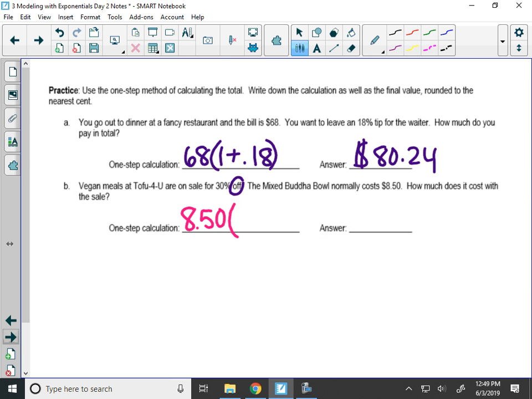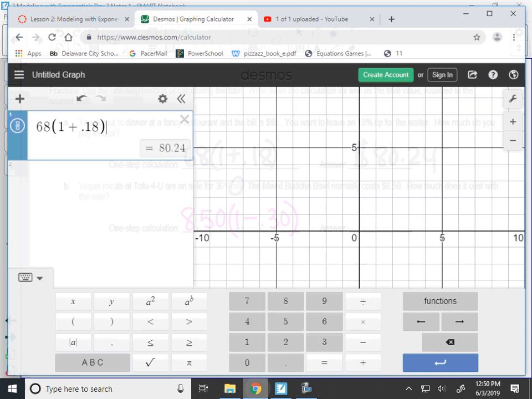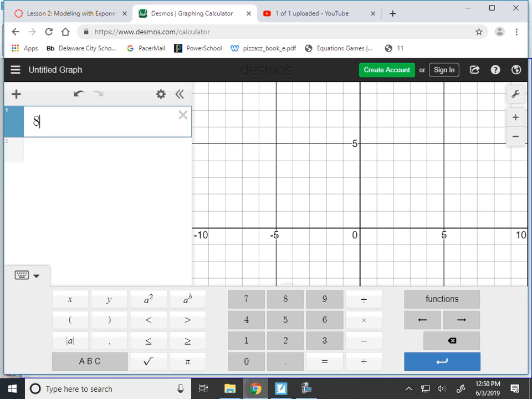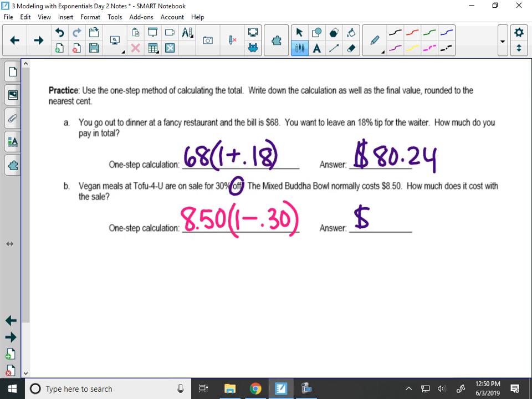So what you'll have here is you're going to write 1 minus the 30% as a decimal. So 8.5 times 1 minus 30%, which is $5.95. So the mixed bootable is $5.95 on sale.